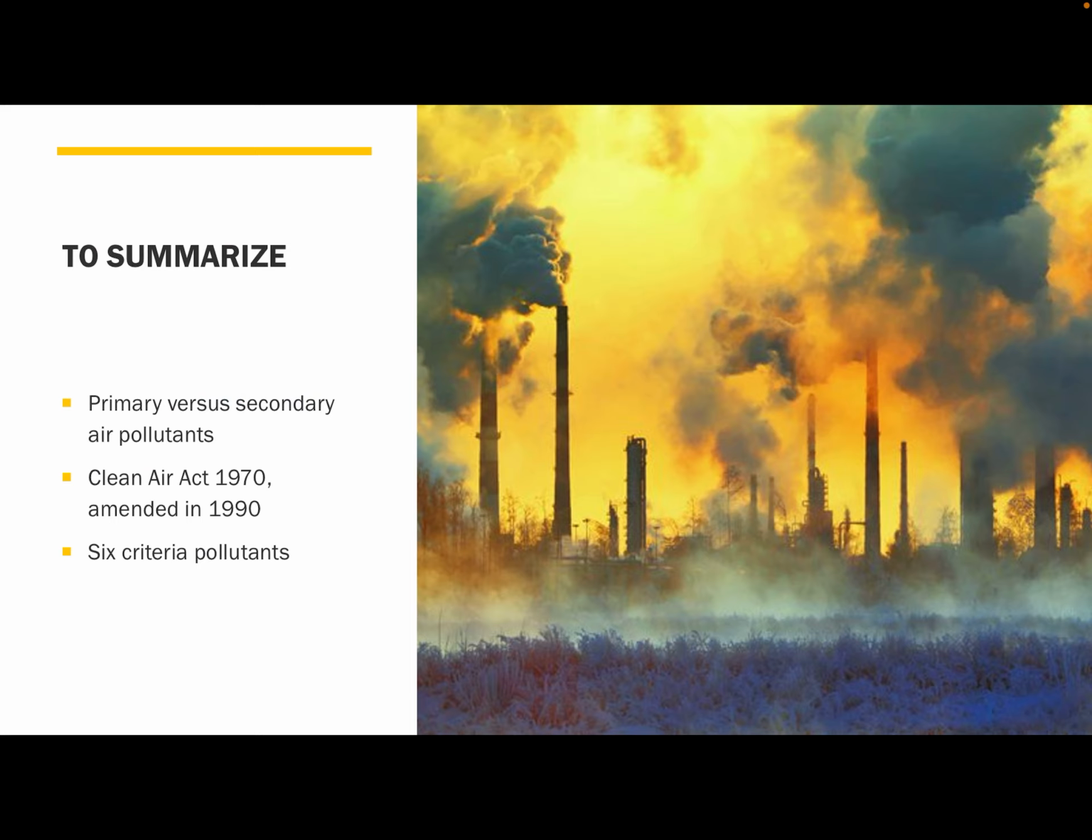So to summarize, we talked about primary versus secondary air pollutants. Primary are emitted directly from the source, and secondary are as a result of a reaction in the atmosphere. The Clean Air Act, created in 1970, did wondrous things for our air quality. It was amended in 1990 to do even more wonderful things for our air quality. And it focuses on the 6 criteria pollutants, which we'll remember as nose clip.